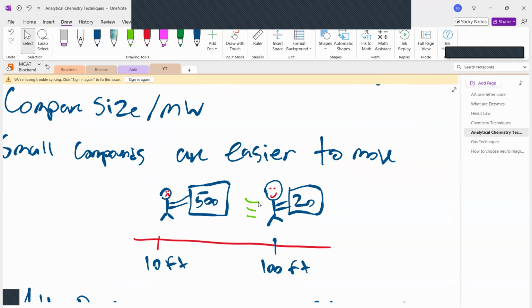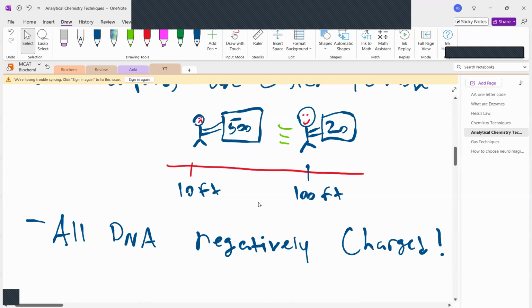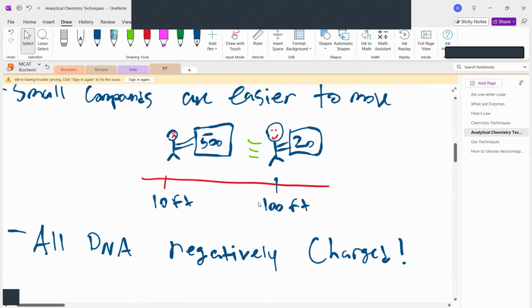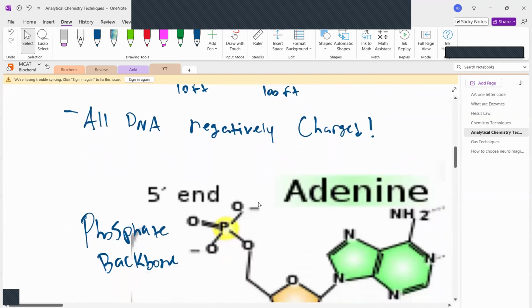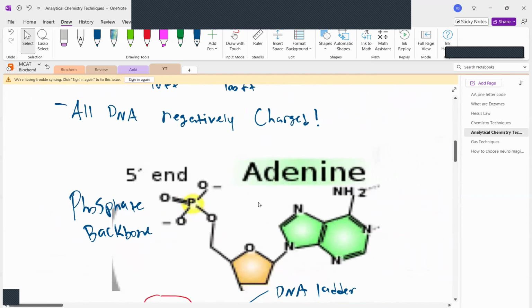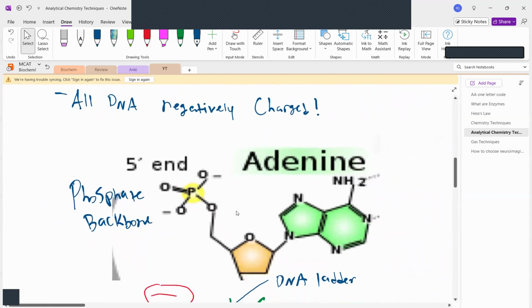That's kind of the same thing when you do gel electrophoresis, because a high molecular weight is a lot harder for them to move downstream, since it requires more force, more energy. And also all DNA is negatively charged because of that phosphate backbone. For example, this is a picture of adenine, and here's that phosphate backbone, that negative charge.